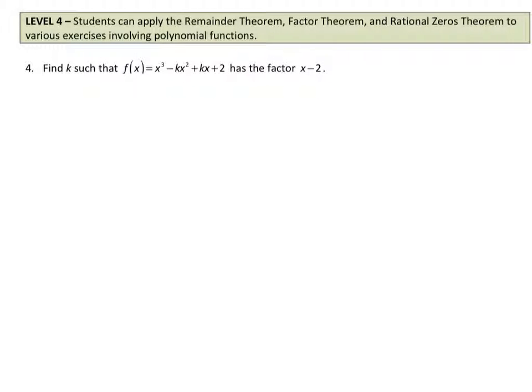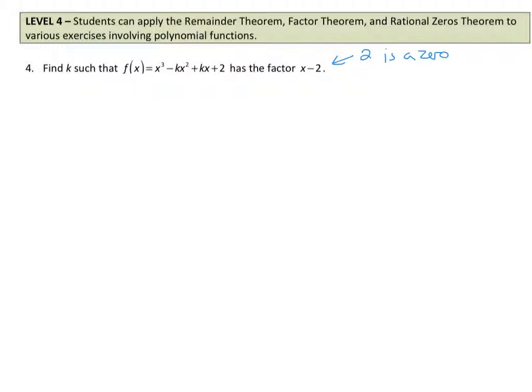In level 4, you will be using the same properties from levels 2 and 3, but you will apply them in trickier problems. In this example, it says find k such that f of x equals some function with k's in it, has a factor x minus 2. So we're solving for k, and we know that this function has the factor x minus 2.